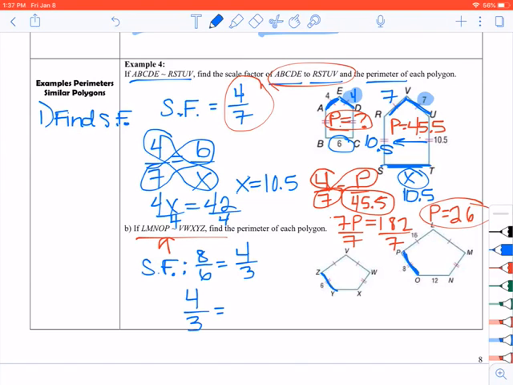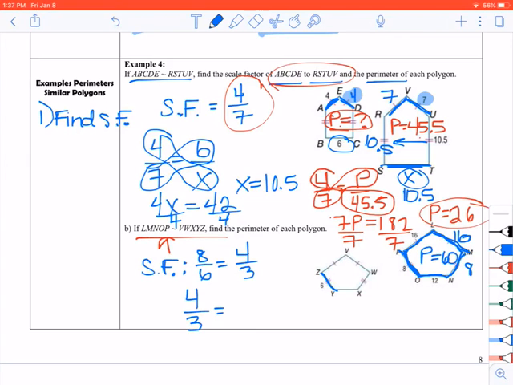Now I need to look back here. I don't have enough information in the first polygon, but if I look at the second one, I can label some things that are congruent. I have an 8 here for PO, and MN is the same. LM is the same as LP, so that's also 16. So when I add up 16 plus 16 plus 8 plus 12 plus 8, I should get the perimeter is 60.